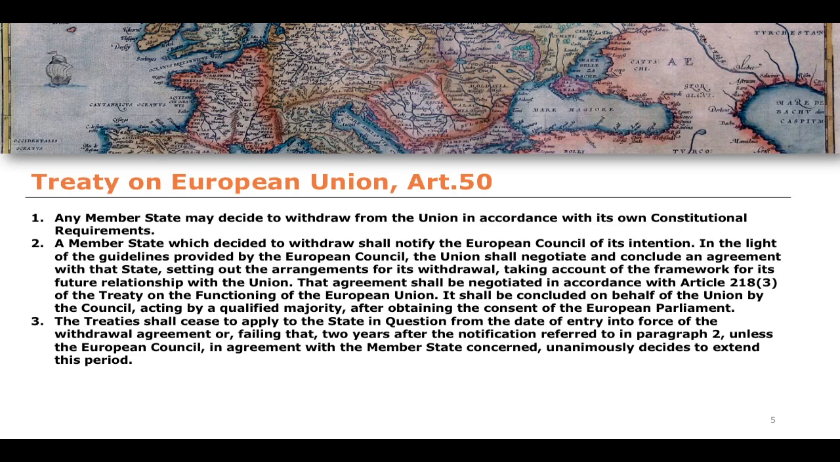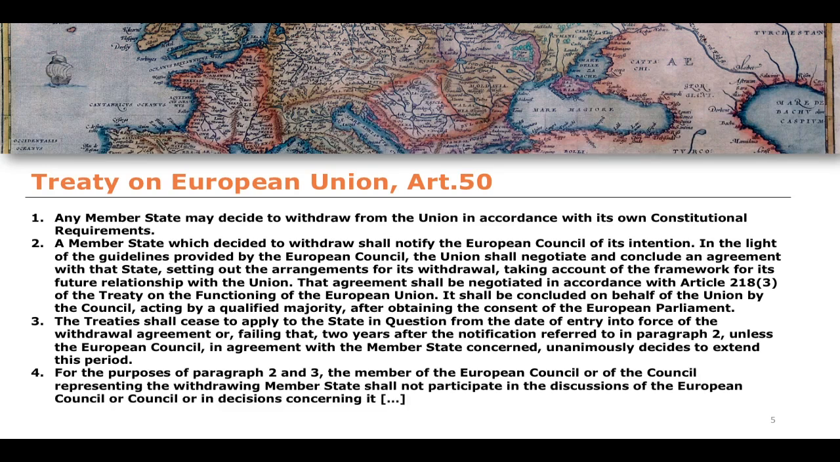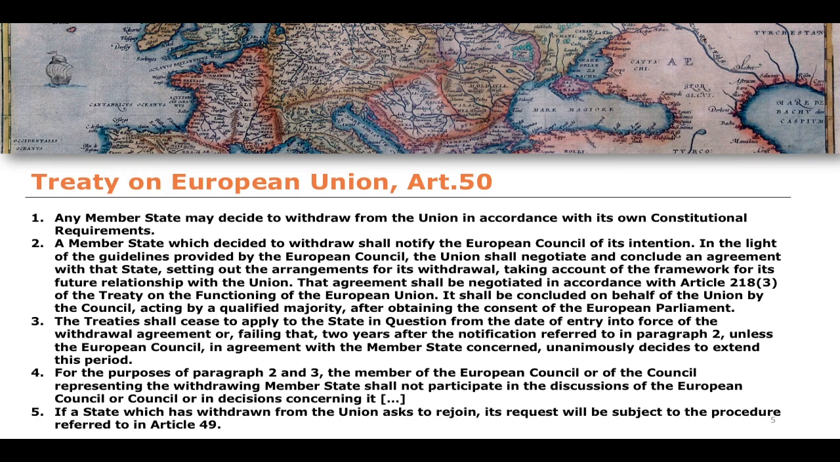Part 3 talks about the process in which leaving actually takes place, and it says that the treaties shall cease to apply to the state in question from the date of entry into force of the withdrawal agreement, or failing that, after 2 years of the negotiation referred to in paragraph 2, unless the European Council, in agreement with the member state concerned, unanimously decides to extend this period. For the purposes of paragraph 2 and 3, the member of the European Council or the council representing the withdrawing member state shall not participate in the discussions of the European Council or council in decisions concerning it. And then finally, if a state which has withdrawn from the Union asks to rejoin, its request will be subject to the procedure referred to in Article 49.